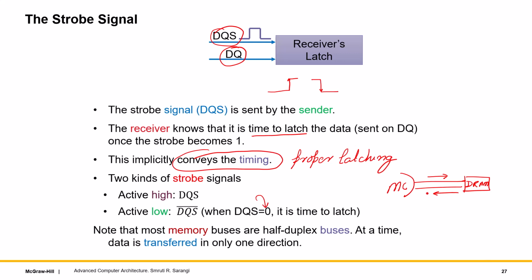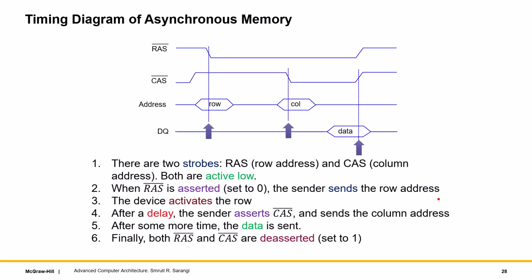So given that we have a one-way transfer, which is either one way or the other way, it also makes a case for sending this strobe signal either this way or that way. So if you look at asynchronous memory, we would need multiple strobe signals, or multiple signals that tell you when data is to be latched in.